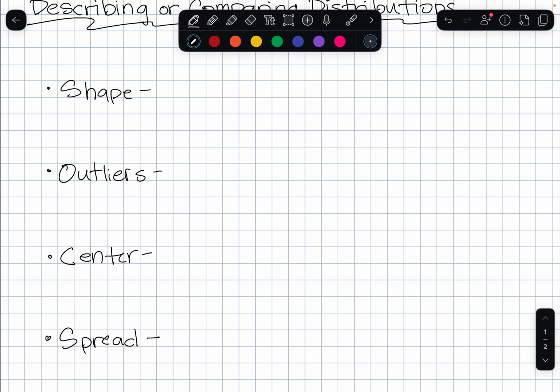So for shape, the very first thing you're going to do anytime you're presented with a set of data is graph it. You're going to choose the appropriate graph depending on the type of data. If it is categorical, typically we look at bar charts and we're not making this type of comparison. Usually this type of comparison is quantitative data, and the most common graph is either a histogram or a box plot, either or. Draw a histogram or a box plot, and then you describe the shape.